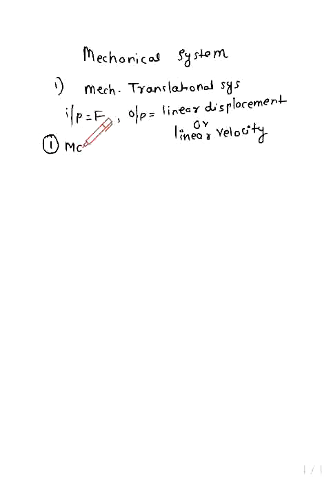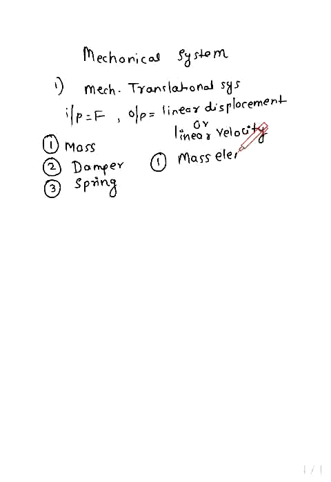There are three types of elements in a mechanical translation system. First one is the mass, second one is the damper, and third one is the spring. First we will see the mass element.